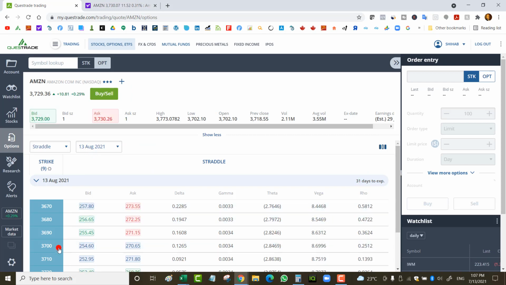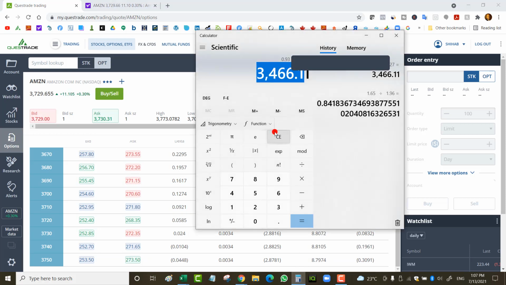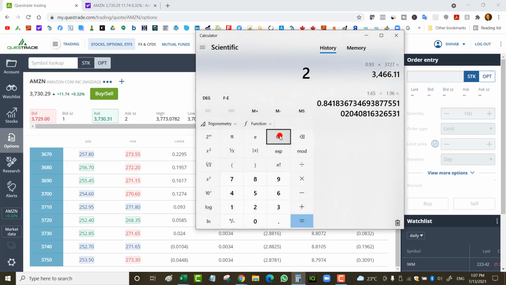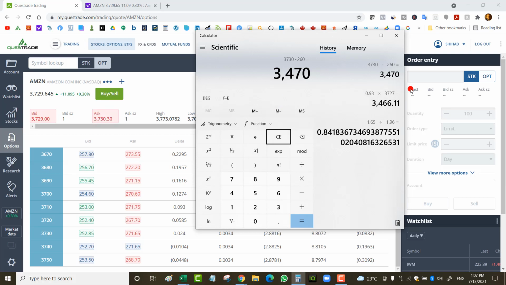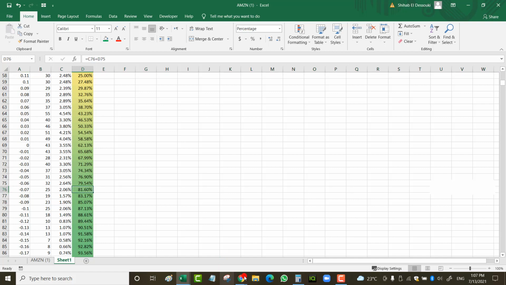You can see that the expected move is about 260 points, and Amazon's at 37.30. So 37.30 minus 260 is the expected move. That puts me at exactly 34.70. And remember, we said that we wanted a 34.66. So that's pretty good. In this example, the expected move on Amazon for 28 days later is exactly 7% lower than the current market price, which I know has an 80% chance of winning.